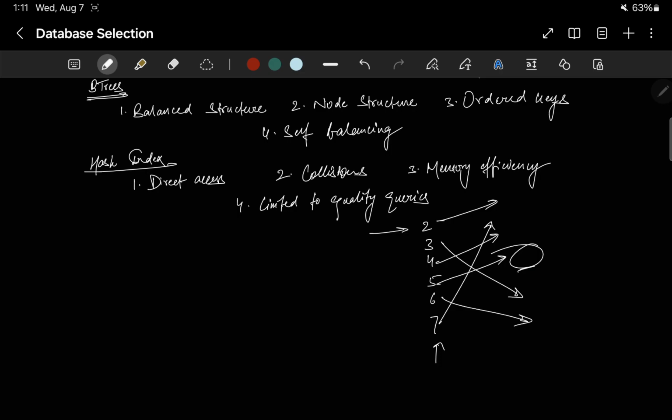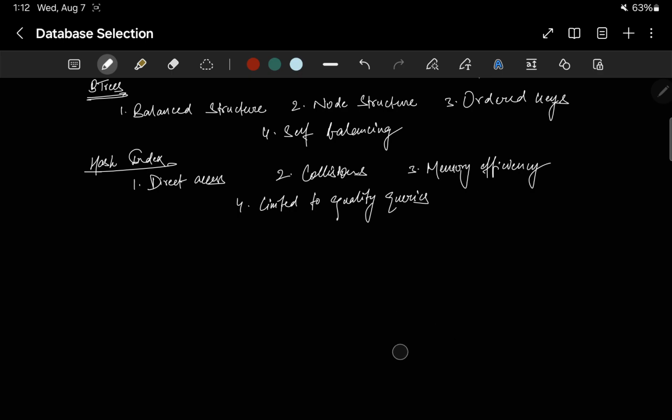But if you want to know all the values which are smaller than the value in the 5, in that case the 5 has a different location, 4 has a different location, 3 has a different location. So it means it needs to go through the entire hash keys to find out less than or greater than, anything which is not an equality comparison. So that's why it's limited to equality queries.